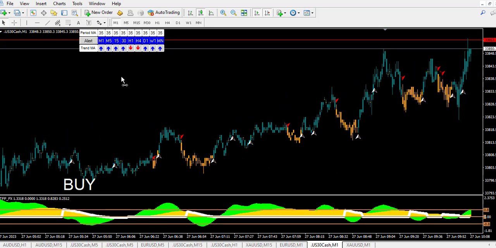This particular tutorial is meant for the 1 minute time frame. This is good for scalping, and I'm going to show you how to use it on 1 minute for scalping and how to win with these MT4 indicators that have combined these forex tools together.